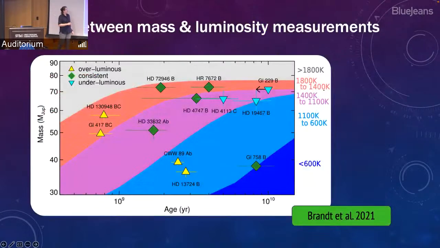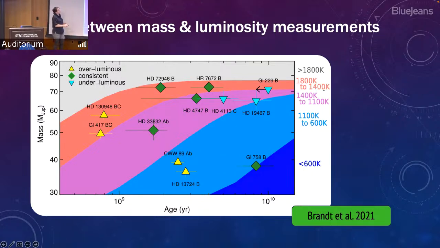And at least on the brown dwarf side, I don't think that is as clear-cut as we might have hoped. So this is a plot from Mirek Brandt, which shows all of the brown dwarfs which have really good dynamical mass measurements and also really good luminosity measurements. And they're color-coded. So the green ones, the luminosity and the mass agree. The yellow ones are brighter than we would expect based on their masses. And the light blue ones over here are fainter than we would expect based on their masses. Now, I think this is a problem. There are still not so many points on this plot, so I think there's still some uncertainty as to exactly what's going on.